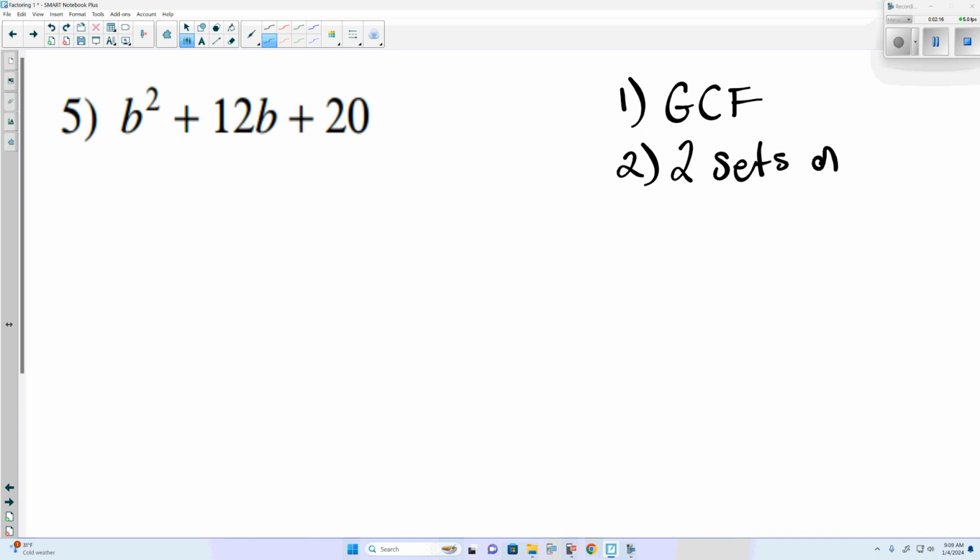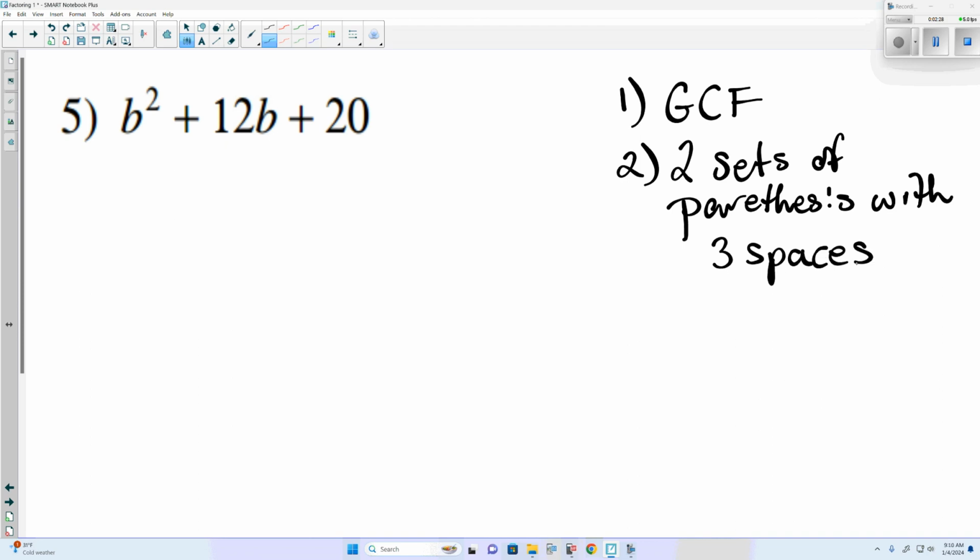Our two sets of parentheses with 3 spaces. Now, if you want to write the 3 spaces, you can. It's not necessarily necessary to do that. The main reason I do include the 3 spaces is it just makes sure that when we do write our sets of parentheses, we don't write them so small that we can't fit everything in. So it just gives us enough space to put everything down. Questions on this so far?